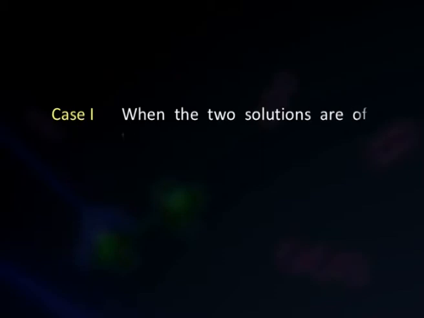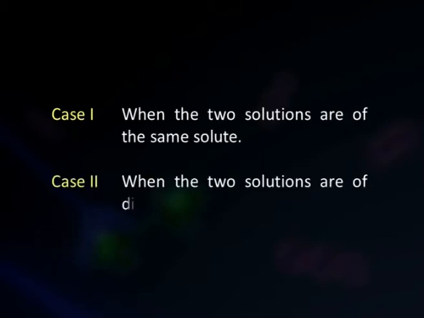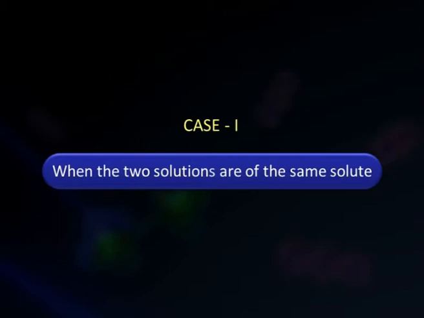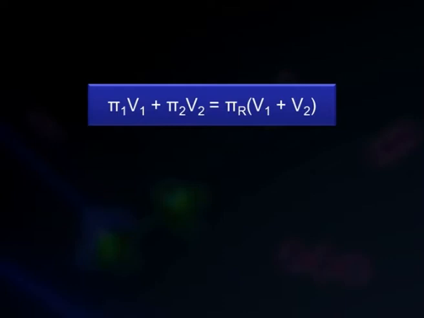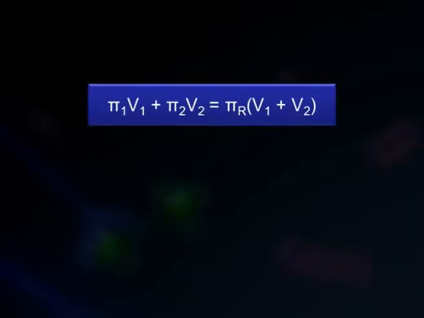Case 1 is when the two solutions are of the same solute, and case 2 is when the two solutions are of different solutes. First we are taking case 1, where the two solutions are of the same solute. Here we can say π1V1 plus π2V2 will be equal to π of the resultant solution into the volume of the resultant solution, which is equal to V1 plus V2.